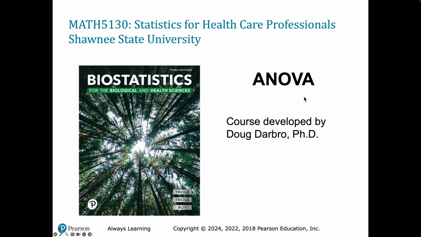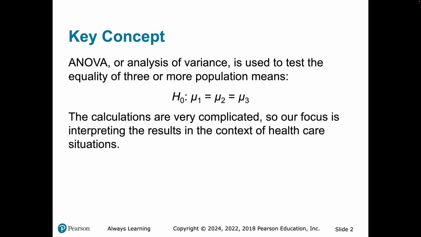All right, Math 5130, starting a new lesson. We're going to get into ANOVA. ANOVA is just the analysis of variance, and it's a really cool procedure developed by Fisher years ago. What it does is it examines the ratio of variances, namely what we call variances between and variances within, to make a statement about the equality of three or more population means.